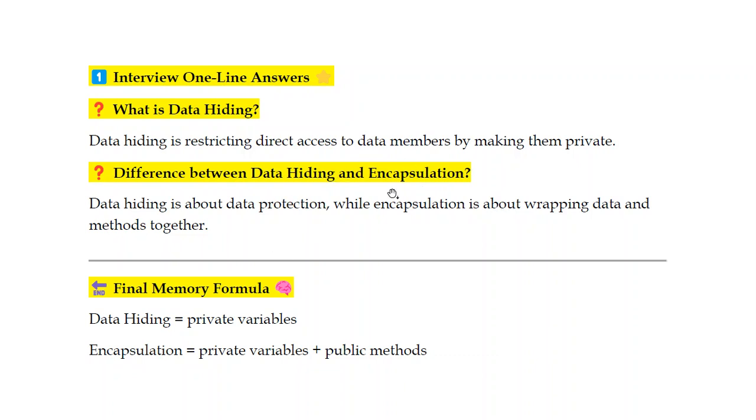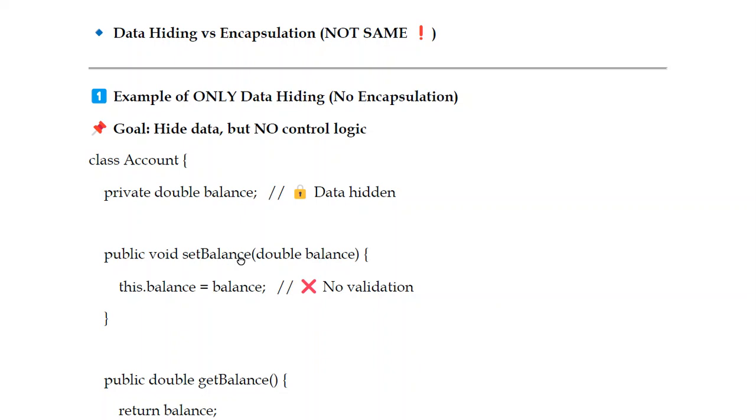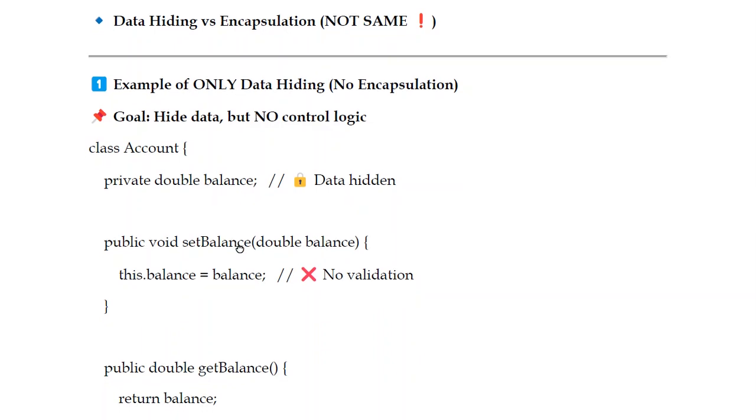So what's the difference between data hiding and encapsulation? Data hiding takes care of the data protection part alone, while encapsulation is about wrapping both data and methods into a single entity. The final trick: data hiding is equal to private variable. Encapsulation is private variable plus public method. These simple examples show both are not the same.